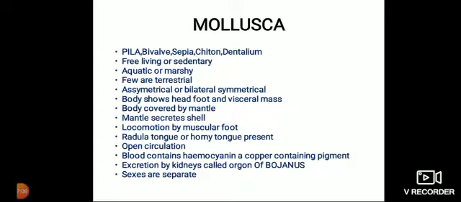Mollusca means mussels, softies, because they move about by the muscular foot. Over the body there is a tough leathery substance called the mantle, and the mantle secretes the shell. Then they are asymmetrical or symmetrical. Example: pila, bivalve, sepia, chiton, dentalium.